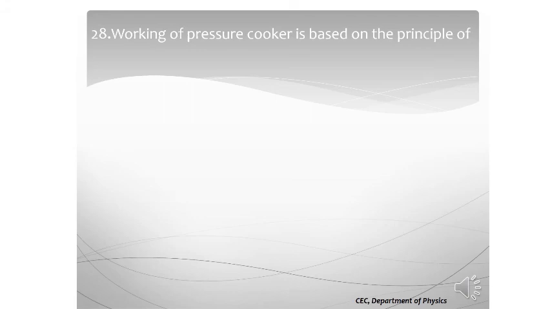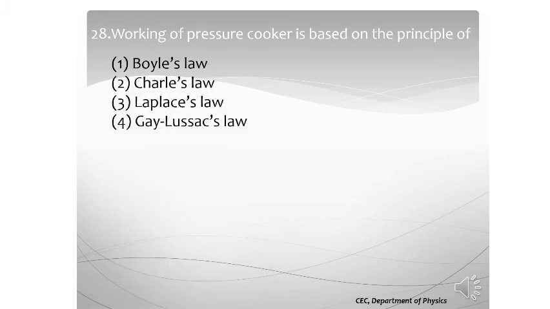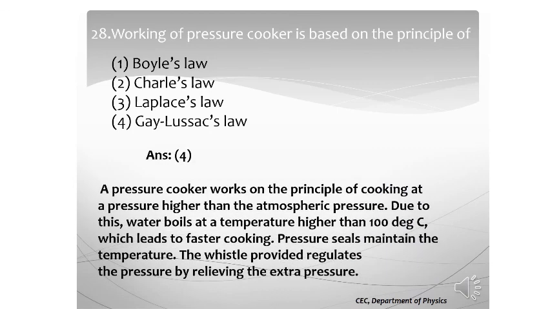Working of pressure cooker is based on the principle of Boyle's law, Charles' law, Laplace law, Gay-Lussac's law. Answer is 4, Gay-Lussac's law. A pressure cooker works on the principle of cooking at a pressure higher than the atmospheric pressure. Due to this, water boils at a temperature higher than 100 degrees centigrade, which leads to faster cooking. Pressure seals maintain the temperature. The whistle provided regulates the pressure by releasing the extra pressure.